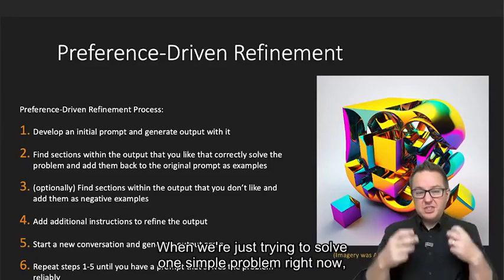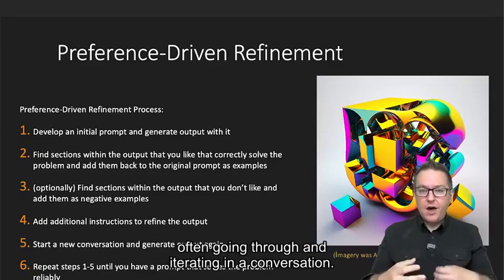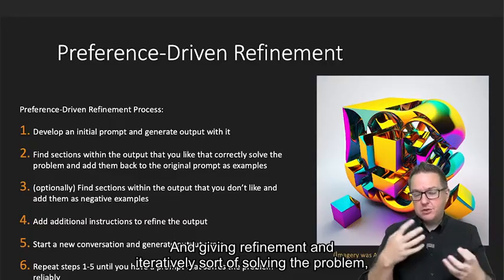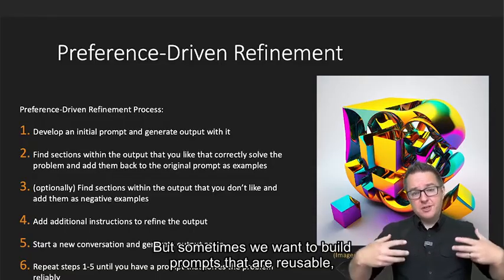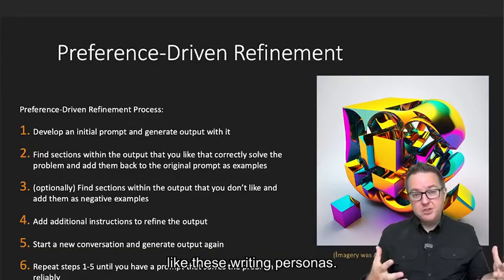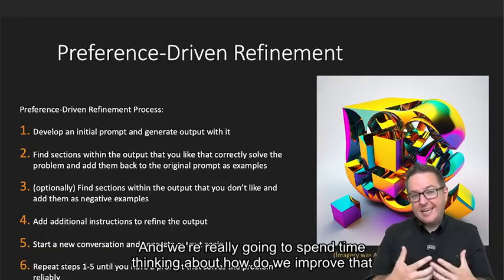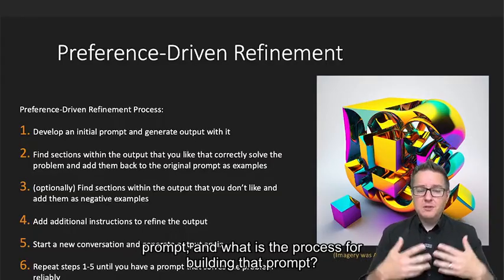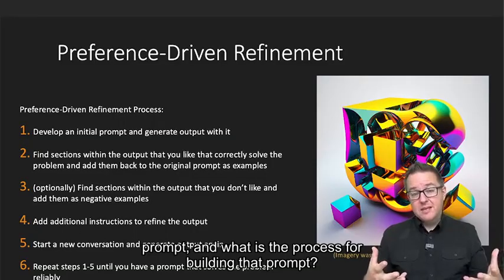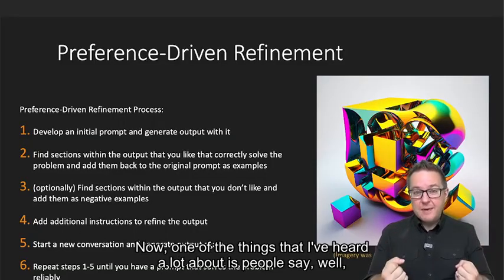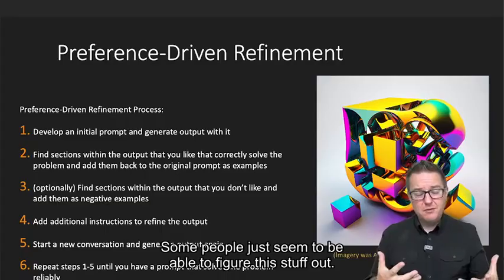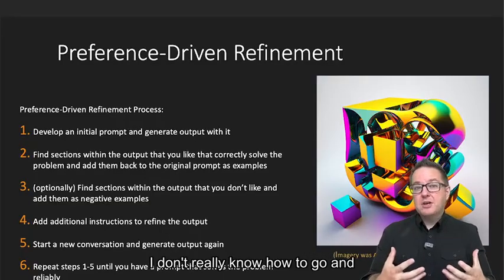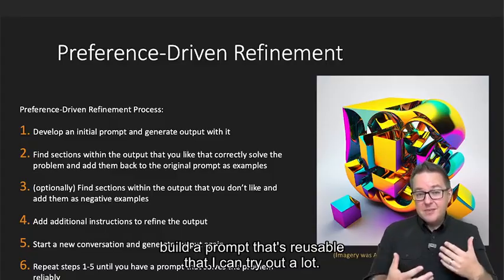When we're just trying to solve one simple problem right now, often going through and iterating in a conversation, giving refinement and iteratively solving the problem in the conversation is the best way. But sometimes we want to build prompts that are reusable, like these writing personas, and we're really going to spend time thinking about how we improve that prompt and what the process is for building it. Now, one of the things I've heard a lot is people say, well, I just don't know what process to follow or how to start. Some people just seem to be able to figure this stuff out. I don't really know how to build a prompt that's reusable that I can try out a lot.